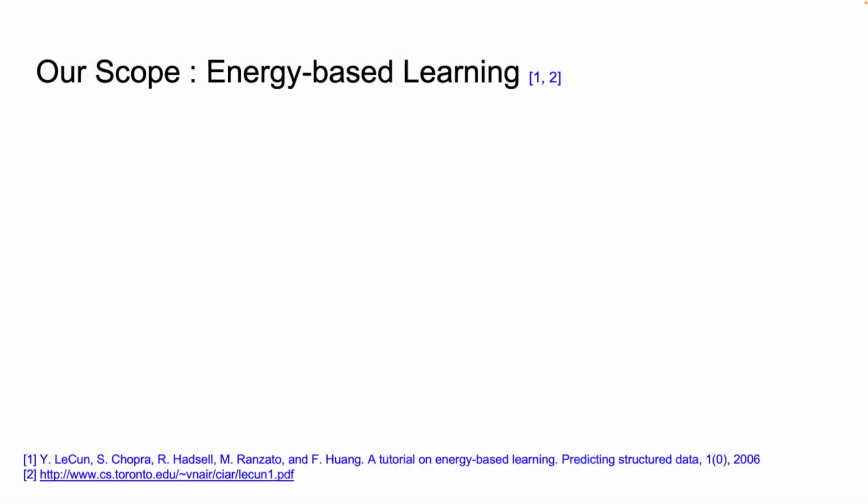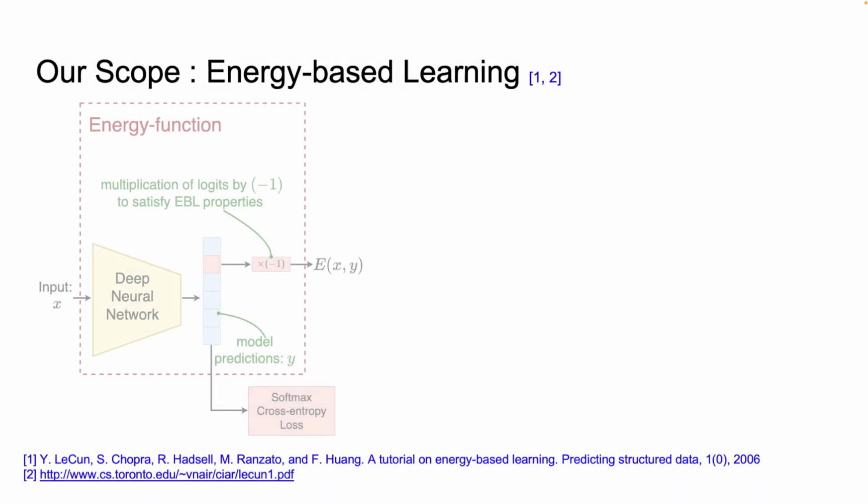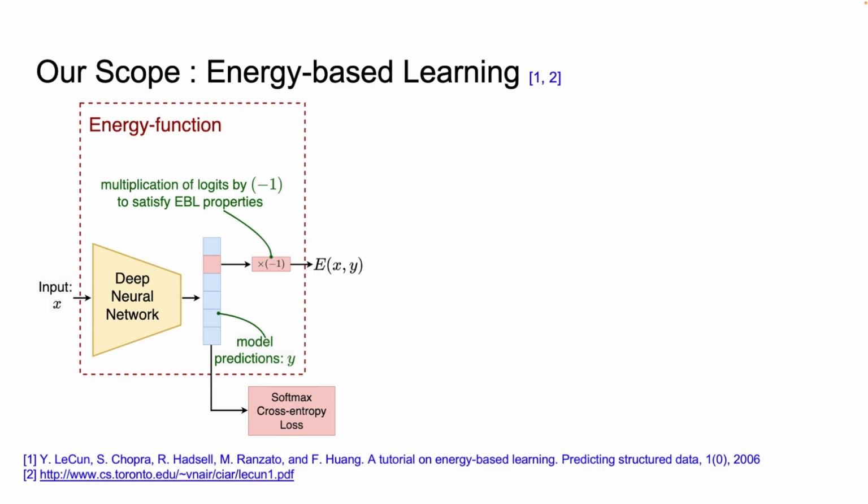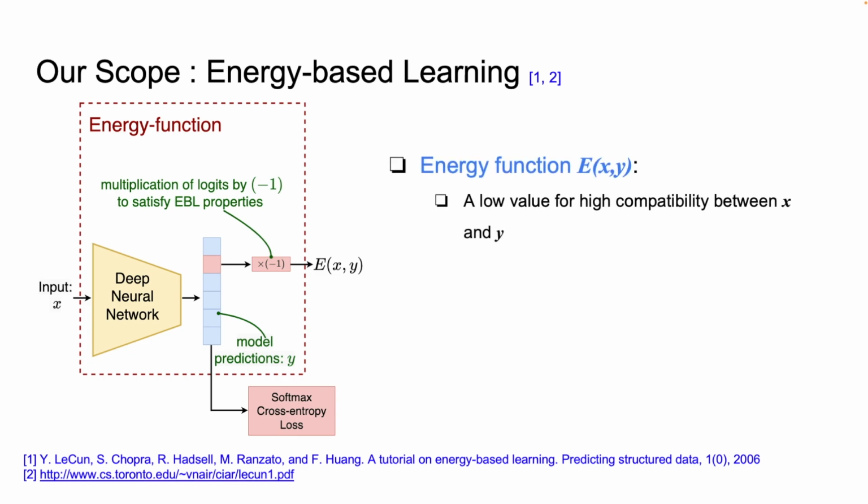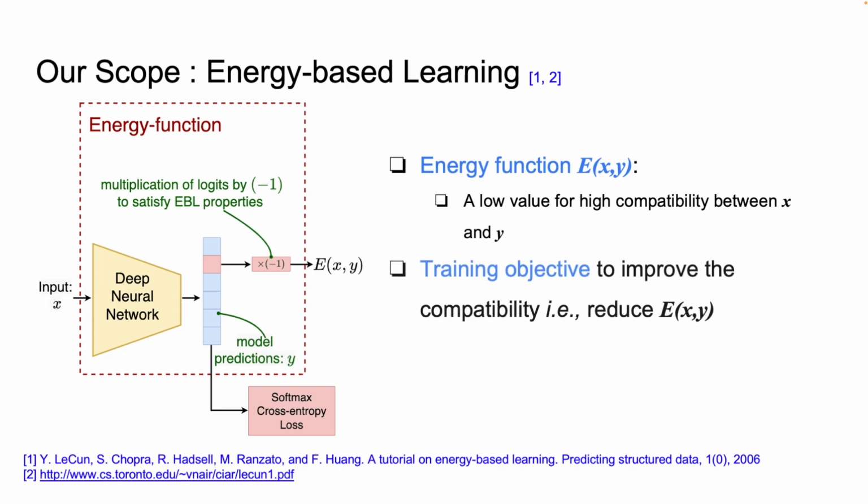Here we explain the energy-based learning framework within our scope. At the core of our framework lies an energy function parameterized by a deep neural network. The energy function is designed to yield a lower value when there is high compatibility between an instance and a label. As a result, it is trained with an objective to minimize the corresponding energy function output value. We realize this by negating the logit outputs of the deep neural network while training it using the softmax cross-entropy loss. Lastly, the inference rule for the energy function is chosen with these in mind.